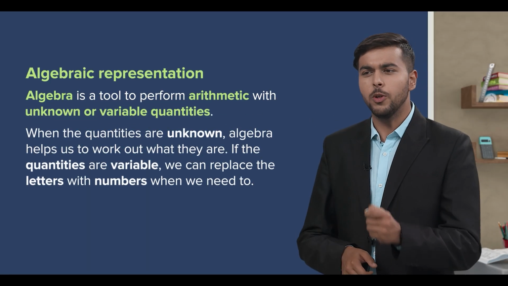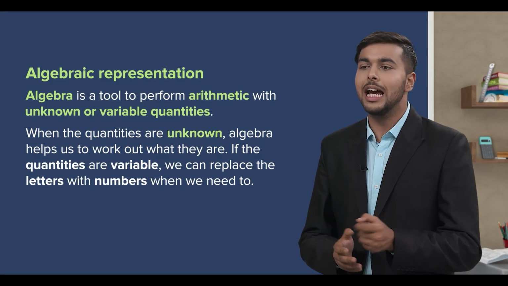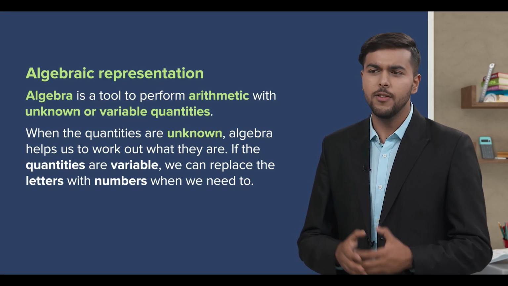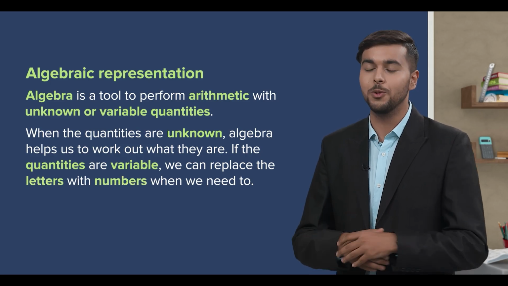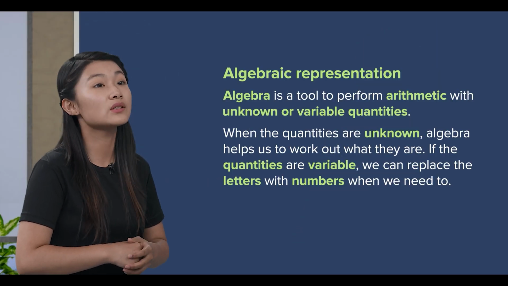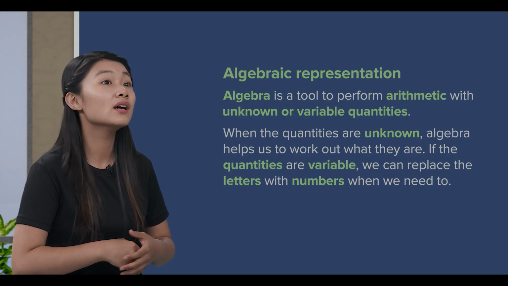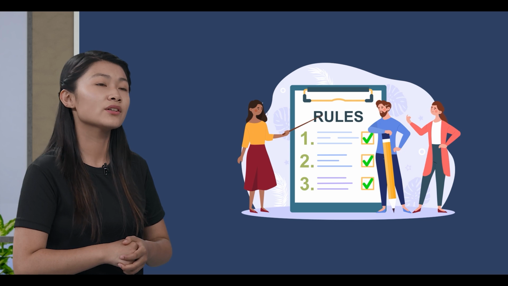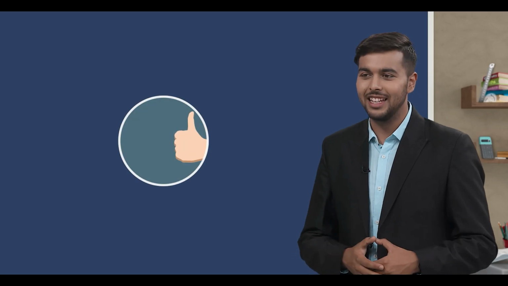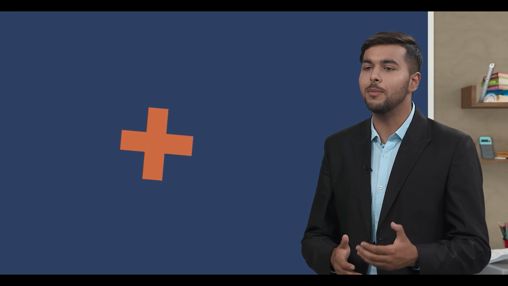That's right. When the quantities are unknown, algebra helps us to work out what they are. If the quantities are variables, we can replace the letters with numbers when we need to. So algebra is almost like learning a new language. And I guess we need clear rules for it so that we can understand each other. Isn't that right? Yes, you can say that. And speaking of, we have to use rules that combine a set of terms with letters and numbers using addition, subtraction, multiplication, and division, just like in numbers.